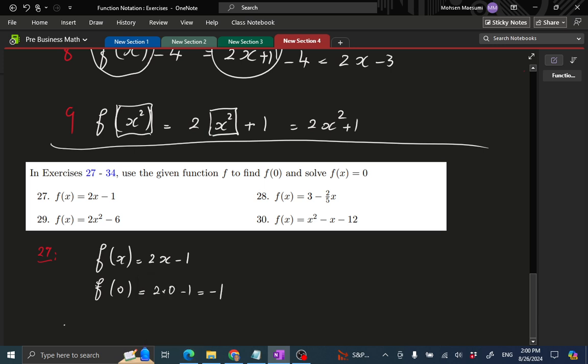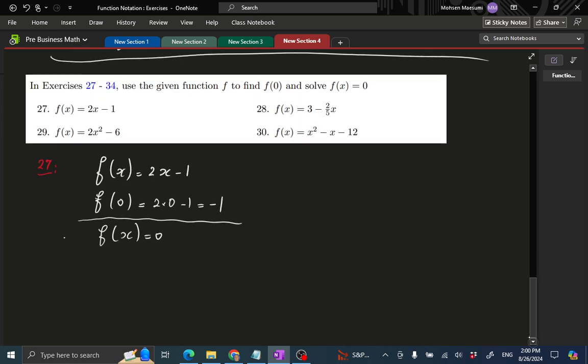So this is part A. Next, it asks you to solve f of x equal to 0. That is, we are now asking for what input value x does the output become 0. So what is f of x? f of x is 2x minus 1. The question is, when does that become 0? So we have an equation to solve. Take 1 to the other side and divide, and I get 1/2.